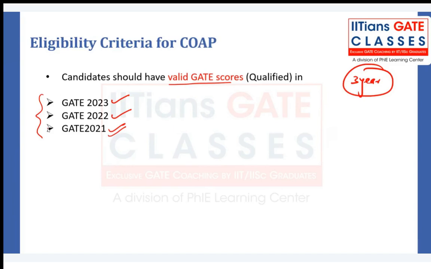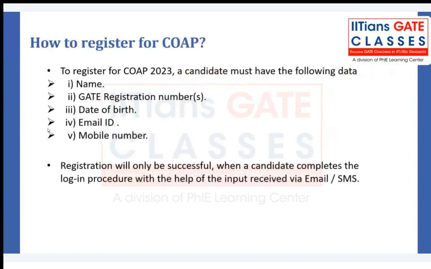Moving forward, how to register for COAP? That is one of the very important questions. To register for COAP 2023, a candidate should have the following data. By now you might have got your original scorecard. You have to use your name as mentioned in the scorecard, the GATE registration number, the date of birth, the email ID and the mobile number.